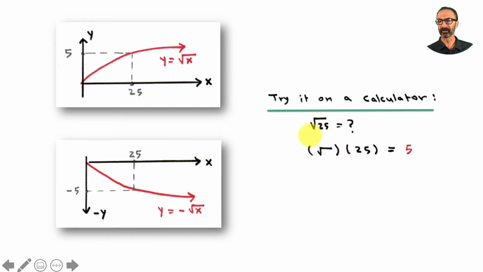Try on a calculator, square root of 25: hit the square root, hit the 25, and then press enter. The calculator will give you 5 because that's what you are dealing with.